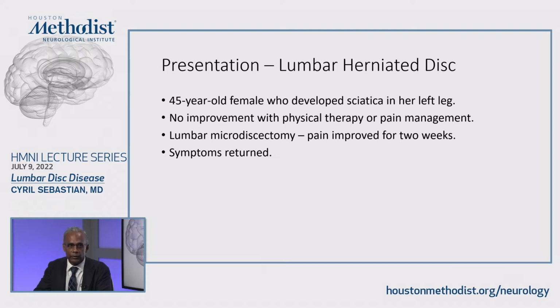In this particular patient, she had no improvement with physical therapy or pain management, and so she elected to proceed with surgery. She underwent a procedure called a lumbar microdiscectomy. In this procedure, the disc herniation is actually cut out under a microscope, hence the term microdiscectomy. This was done by another surgeon. She did well. Her pain improved for about 2 weeks, but then it started to return. She started getting pain down the leg, numbness, and tingling. She tried physical therapy, but the pain kept getting worse, and that's when she came to see me.